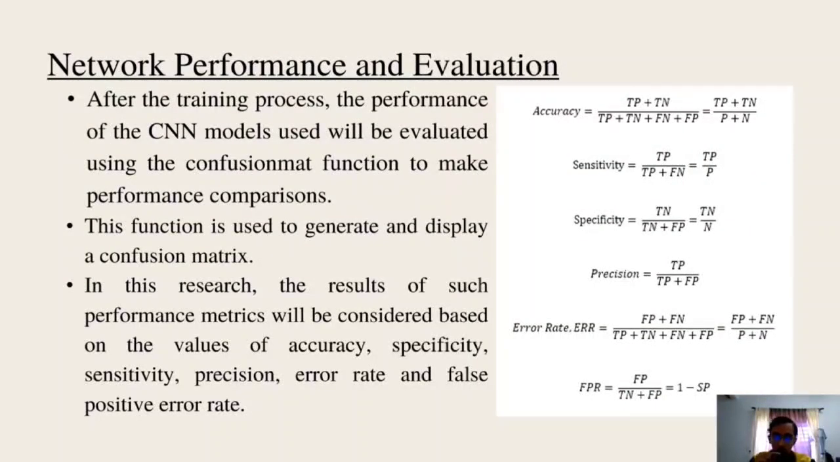Network performance and evaluation. After the training process, the performance of the CNN model will be evaluated using the confusion matrix function to make a performance comparison. This function is used to generate and display a confusion matrix. In this case, the result of the performance metrics will be considered based on the values of accuracy, specificity, sensitivity, precision, error rate, and false positive error rate. Based on the figure, these are the formulas that we want to calculate.